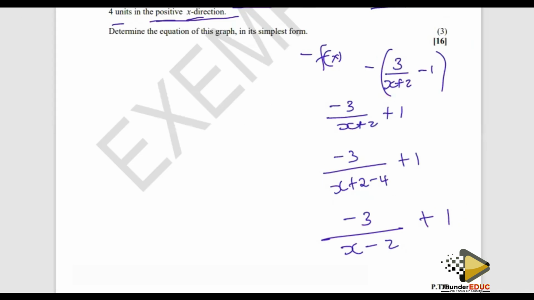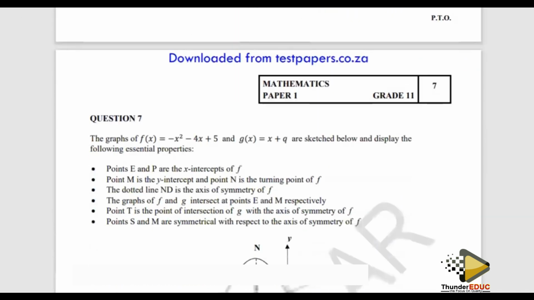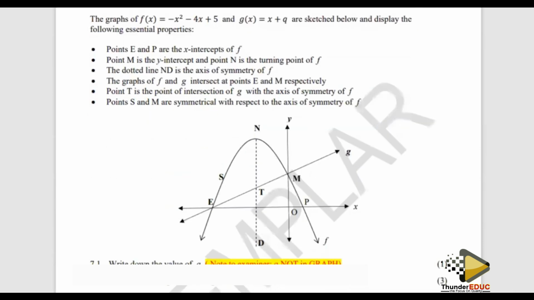question number 6.7, parabola and the straight line. So they gave us the general equation of the parabola and just a straight line. As sketched below, we have these points, x-intercepts of f. Point M is the y-intercept, and N is the turning point, axis of symmetry. Oh Lord, it's a whole lot of information.